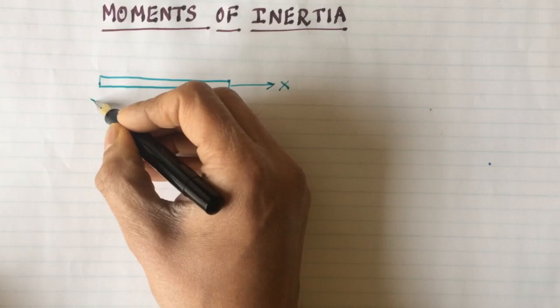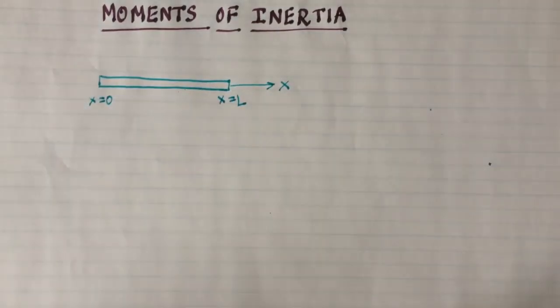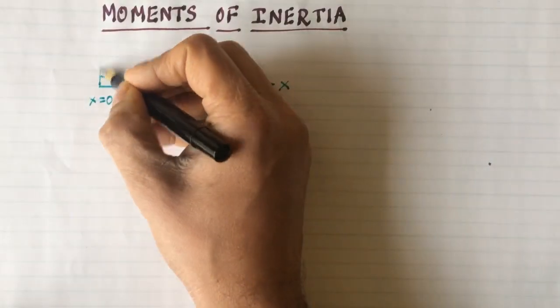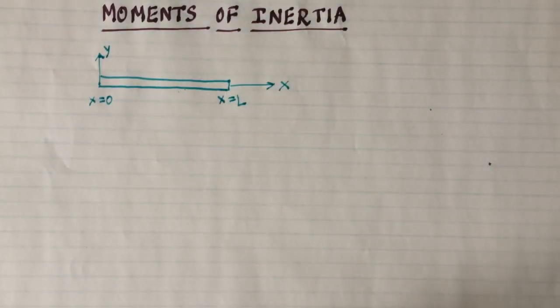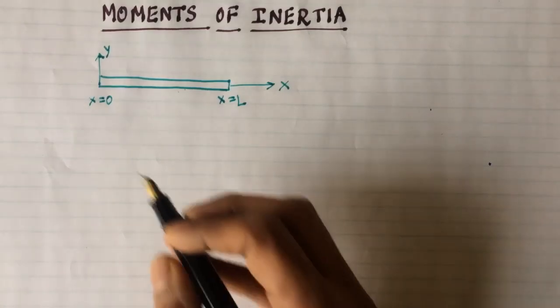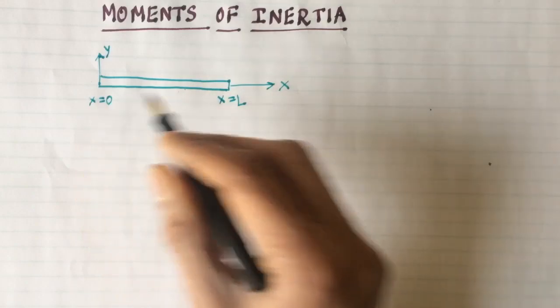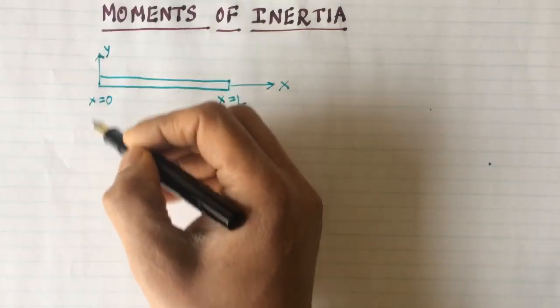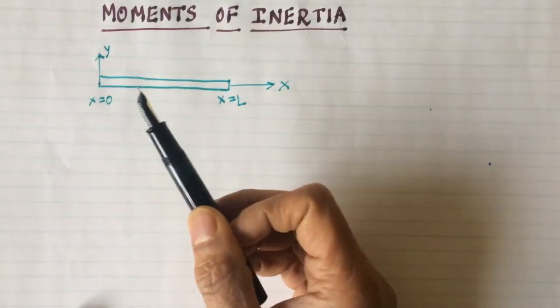So you put the rod along the x-axis and it's placed so that the left end is at the origin and the right end is at x equals L, and we wish to find the rotational inertia of this rod about the y-axis. In other words, you keep the y-axis as your axis of rotation.